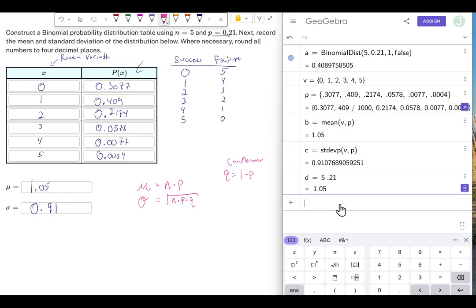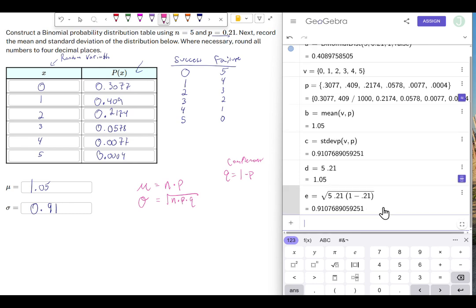So here we would type in the square root of 5 times 0.21 times, and I'm just going to be lazy here and just type this in directly into parentheses, 1 minus 0.21, whatever that would be. And you'll see that we get pretty much the same exact value. No, we get the same exact value.